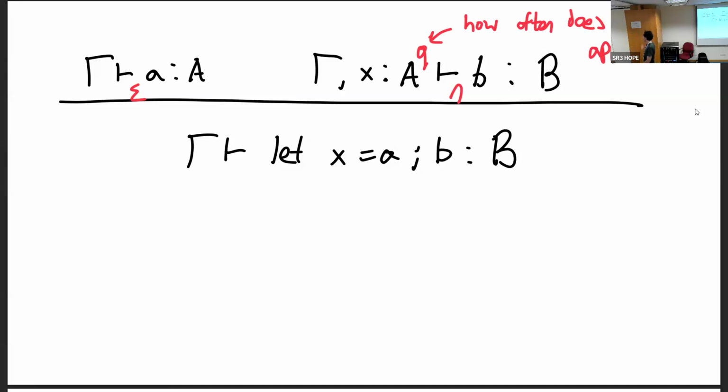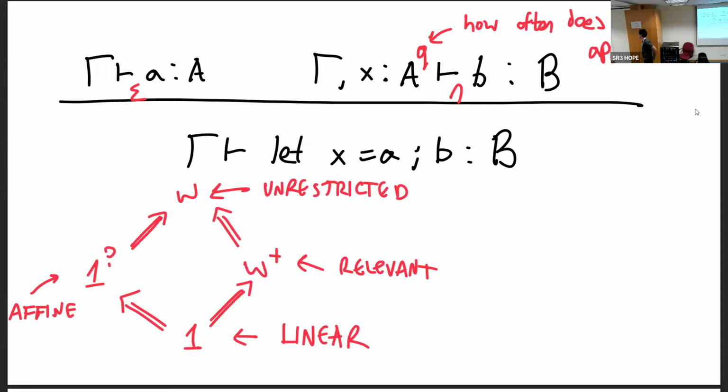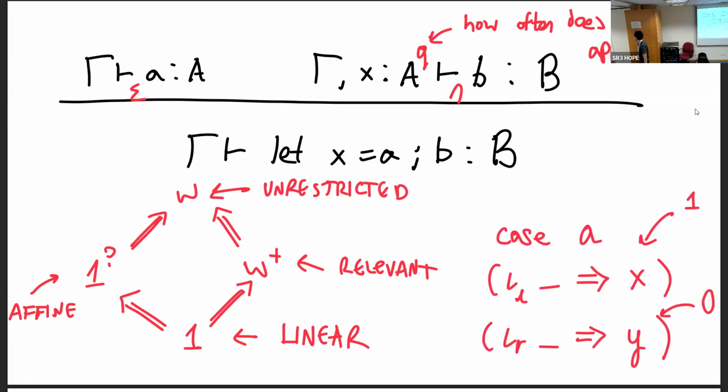So how often does X appear in B? That's going to be our quantity Q. Now our quantity is going to take values in this fun lattice. It's either used once, linearly, or it's unrestricted, but we're also going to have the option to be used in an affine way or a relevant way. So what does that mean? Well, consider the following case statement.